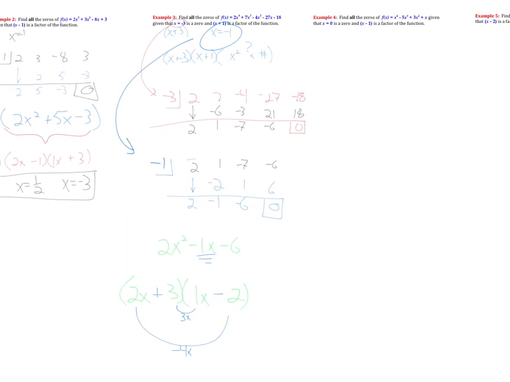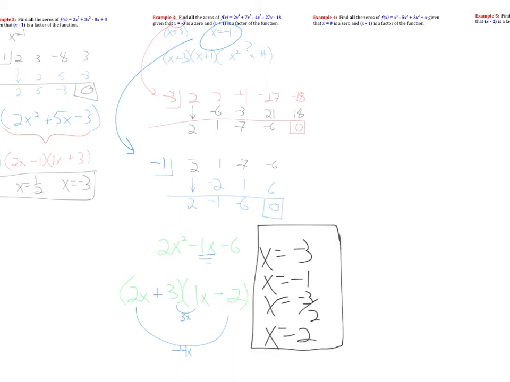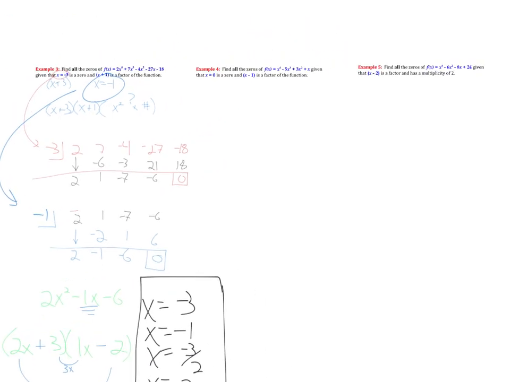So my 4 answers would be x equals -3, that was given. X equals -1, that was given. X equals, we'd have -3 halves. We just found that. And x equals 2. Those are the 4 solutions. All right, getting warmer.